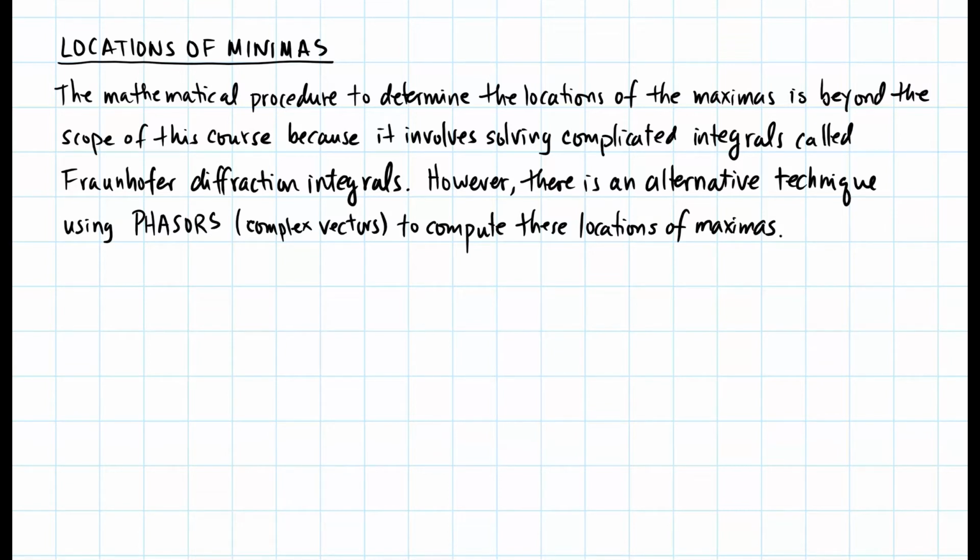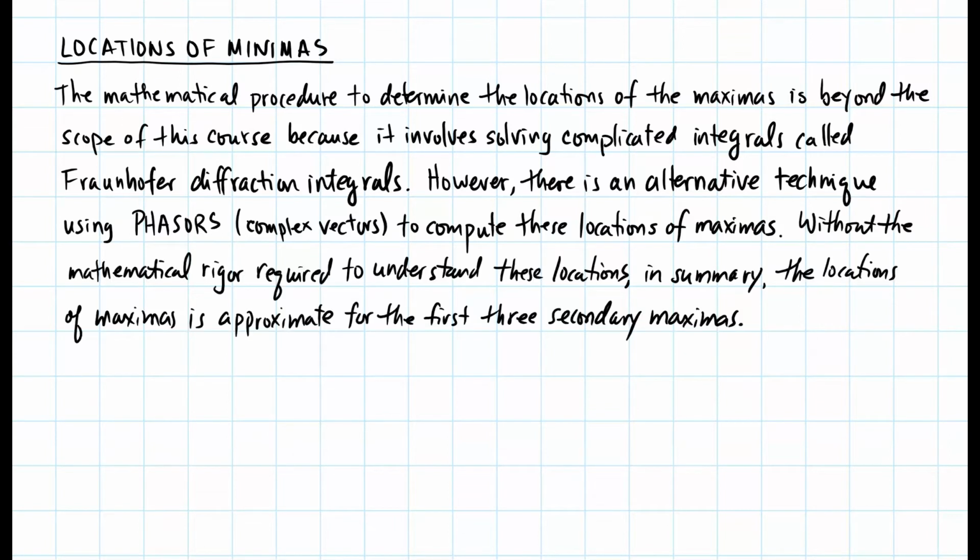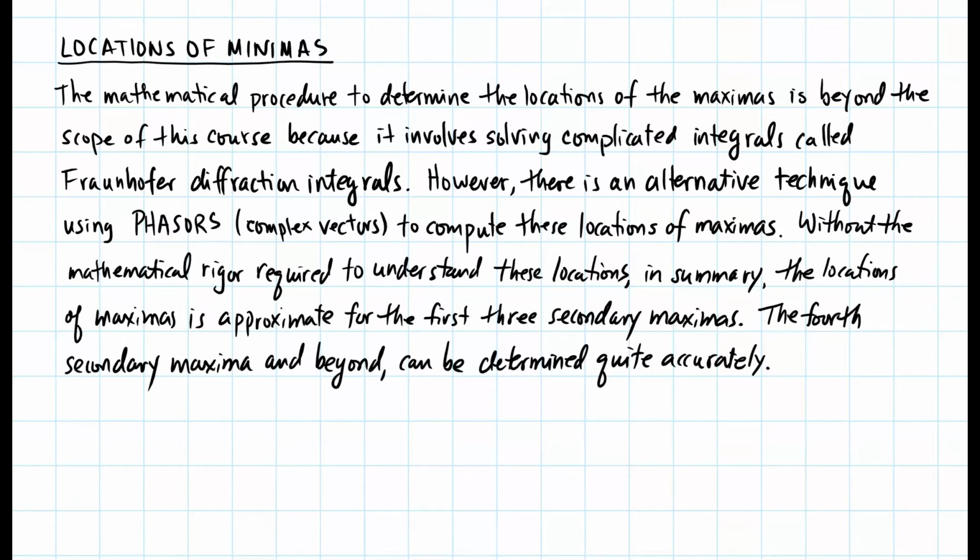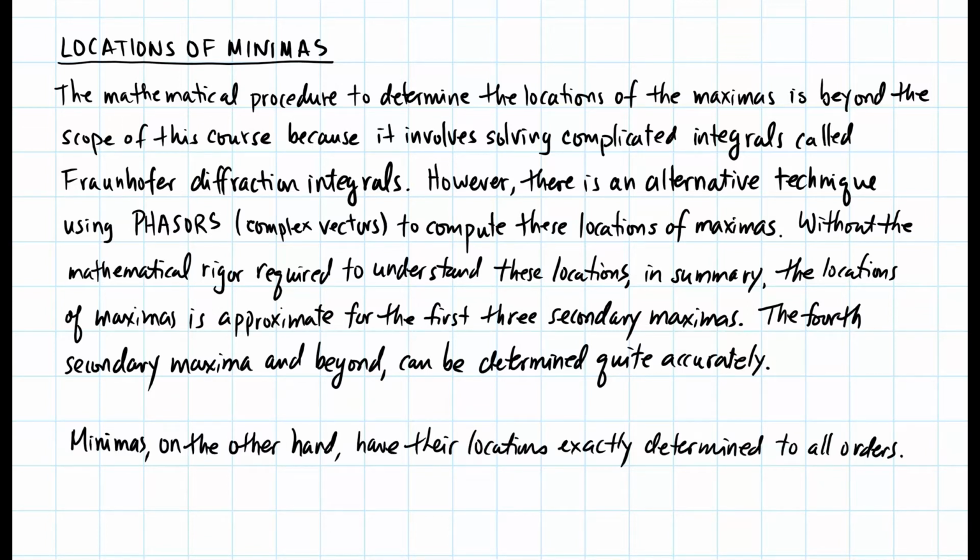Phasors are considerably easier to compute than the Fraunhofer diffraction integrals, but under our current circumstances, I'm not going to do it because the maximas are so much more complicated to try to understand. The minimas are not. So I'm going to focus on calculating the locations of the minimas. Without the mathematical rigor required to understand these locations, in summary, the locations of maximas is approximate for the first three secondary maximas. The fourth secondary maxima and beyond can be determined quite accurately. Minimas, on the other hand, have their locations exactly determined to all orders.